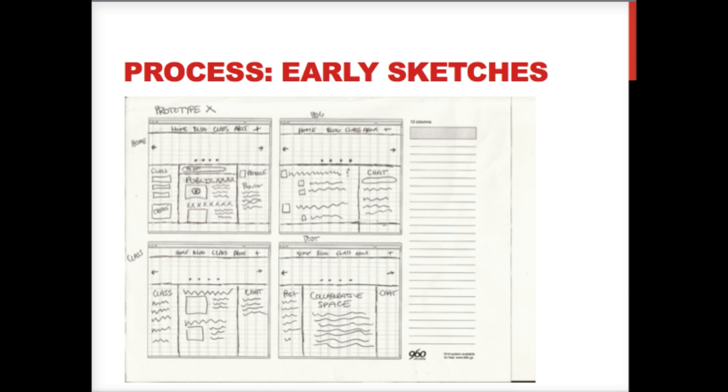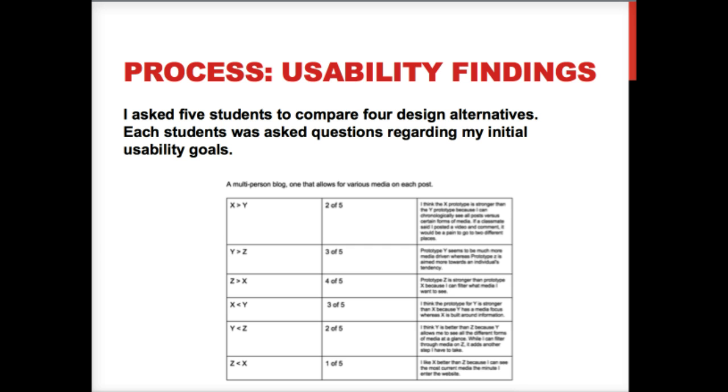Here's just a picture of X and what it looked like. It showed 4 pages that were going to be the main pages of the site and how they worked. I asked 5 students to compare the design alternatives, and each student was asked a question regarding the initial usability goals of the project. After doing this, the usability list was able to grow, and we'll get to that in a little bit.